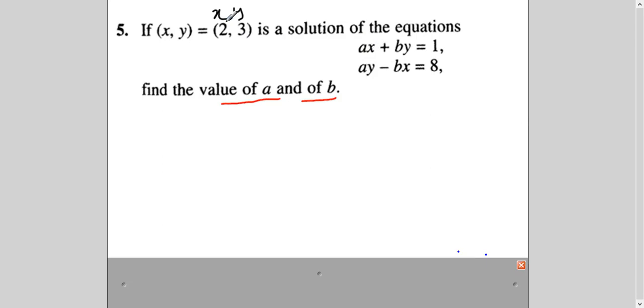So in place of x, I will write 2. So it will become 2a plus, in place of y, I will write 3, 3b equals 1. And the other one will be 3a, because it is y and my y is 3, minus bx, and x is 2. So I will write 2b equals 8. Now you have to solve these simultaneously. Either you use elimination method or substitution method and solve it, right?